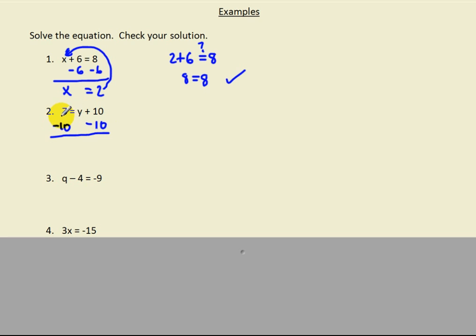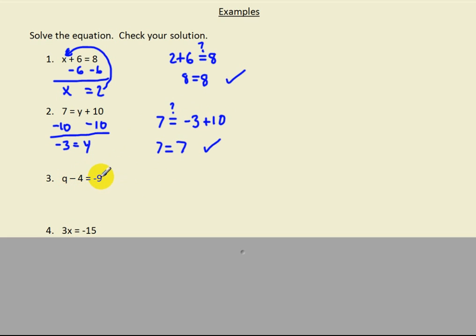On the left-hand side, we have 7 minus 10 is negative 3. And on the right-hand side, we now have y by itself. So to substitute and check here, we ask, does 7 equal negative 3 plus 10? And we have 7 on the left-hand side. Negative 3 plus 10 does equal 7, and so our solution checks.